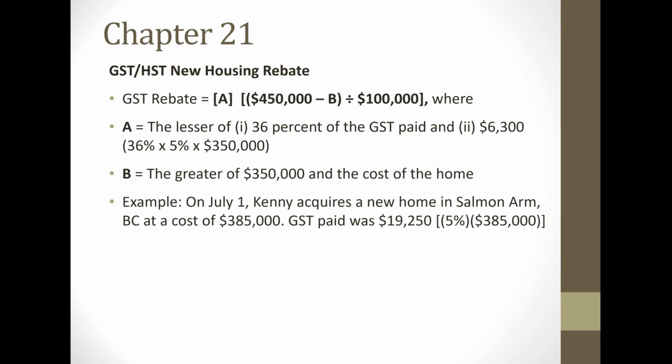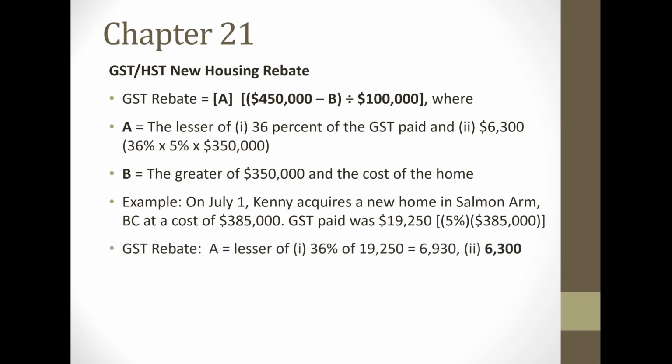On July the 1st, Kenny acquires a home in Salmon Arm, British Columbia at a cost of $385,000. So the GST paid, 5% of the $385,000 is $19,250. Using that GST rebate formula above, let's figure out what the A is. A is the lesser of 36% of $19,250 and $6,300. So the lesser amount is going to be the $6,300.